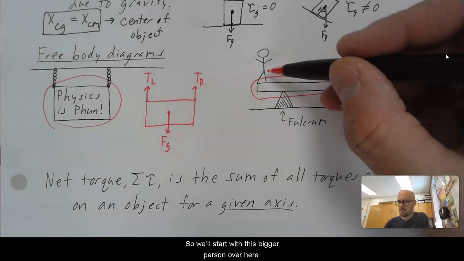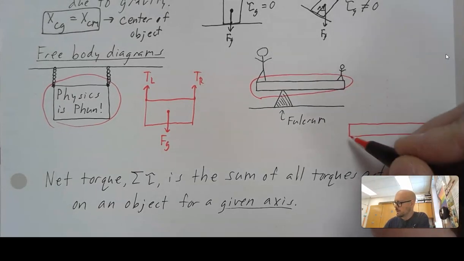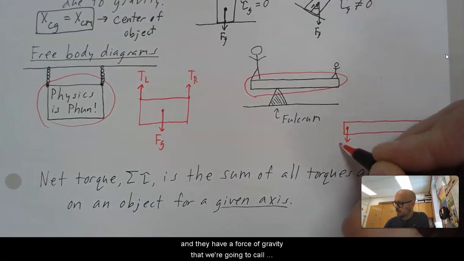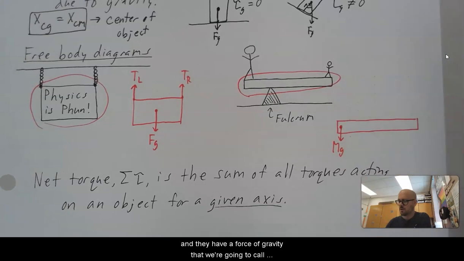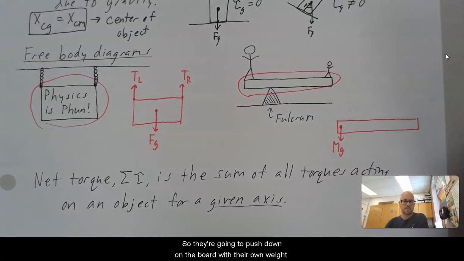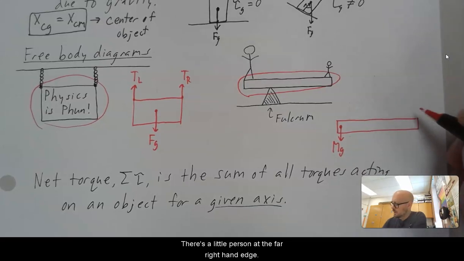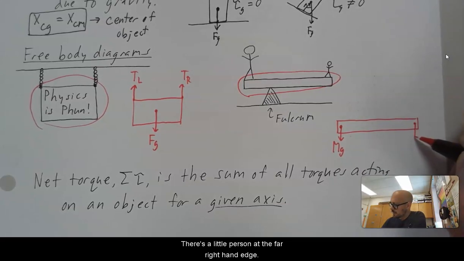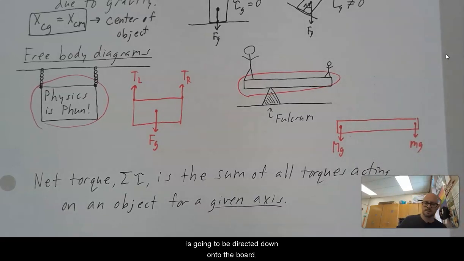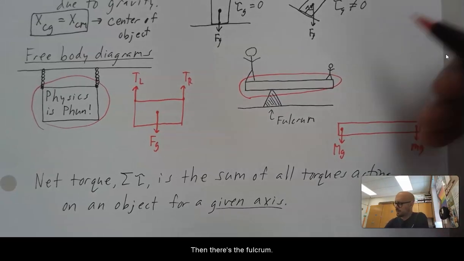So we'll start with this bigger person over here. The bigger person is way over on the side, and they have a force of gravity that we're going to call big mg. So they're going to push down on the board with their own weight. There's a little person at the far right-hand edge. Their force of gravity mg is going to be directed down onto the board. Then there's the fulcrum.